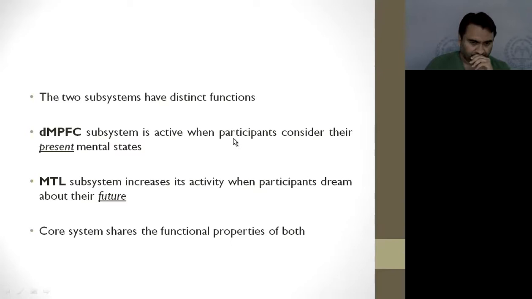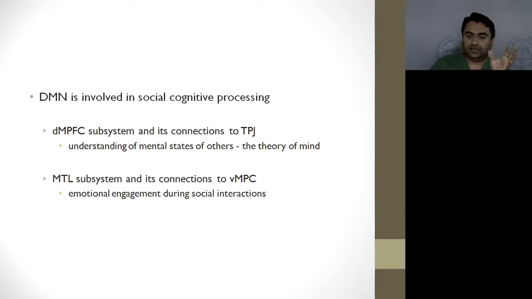Whereas the medial temporal lobe structures are more active in instances where people are thinking about the future. Daydreaming is part of it, but all these are when people are thinking about the futuristic aspects. The core system involves both the functions of the above two. Now, the default mode network is involved in social cognitive processing.